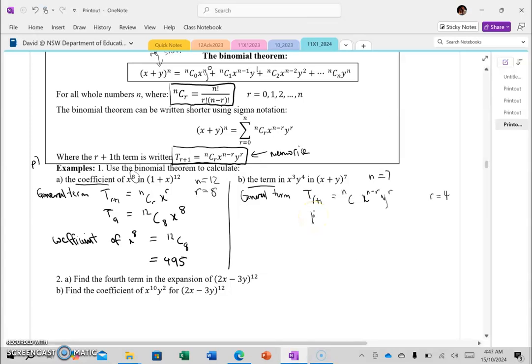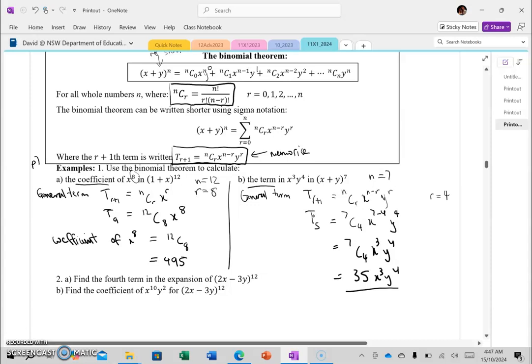Substituting in, we get t5 is equal to 7C4 x to the power of 7 minus 4, y to the power of 4. Simplifying, 7C4 x cubed y to the 4. And 7C4, if you put in your calculator, it's 35. So that there is the term in the expansion of x cubed y to the power of 4.